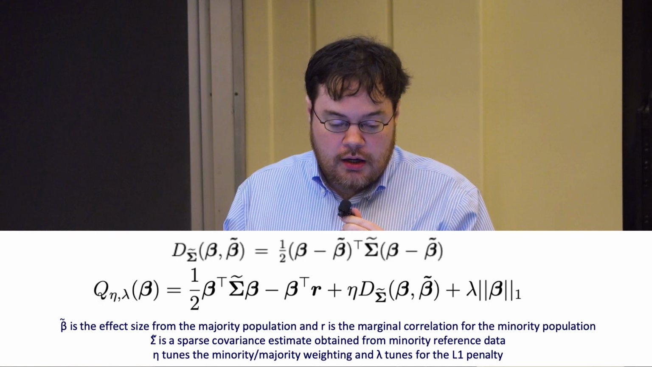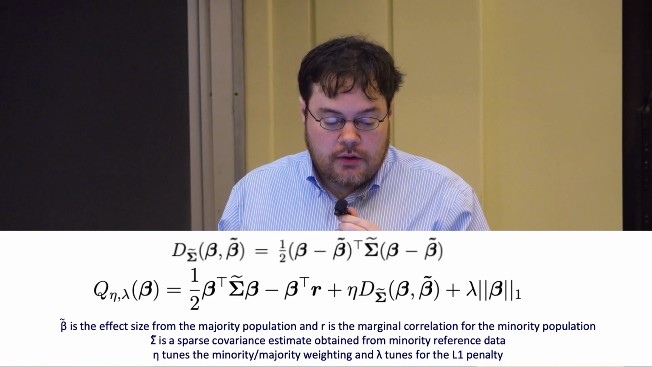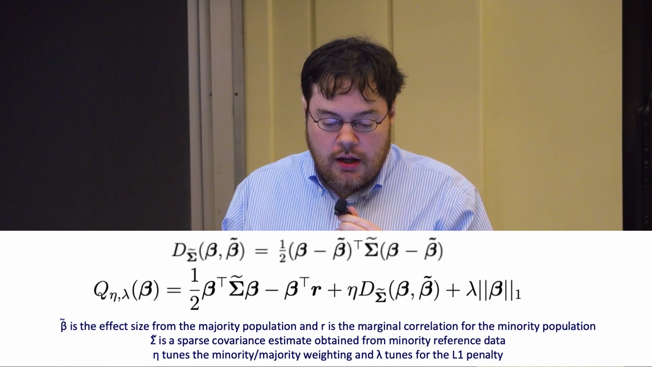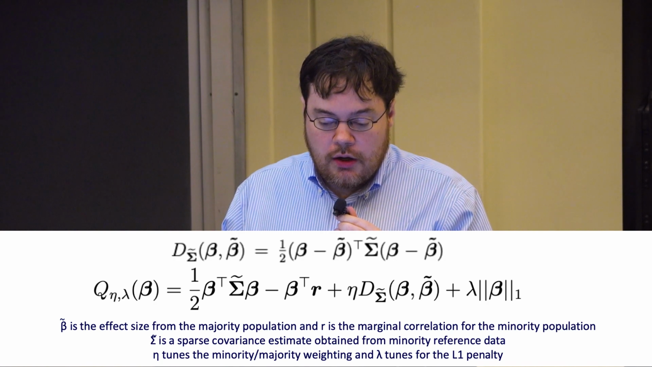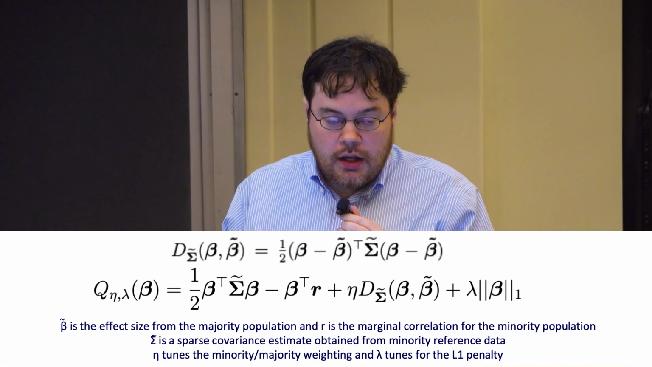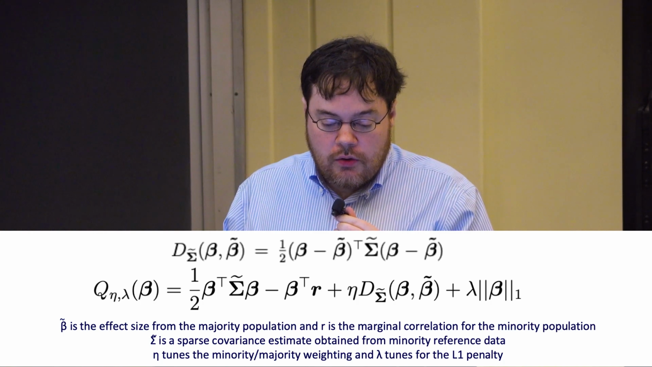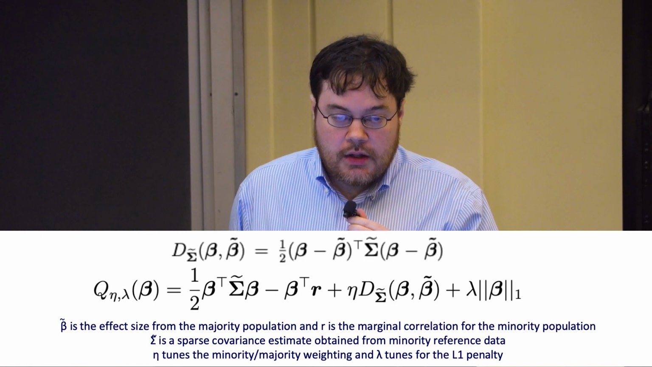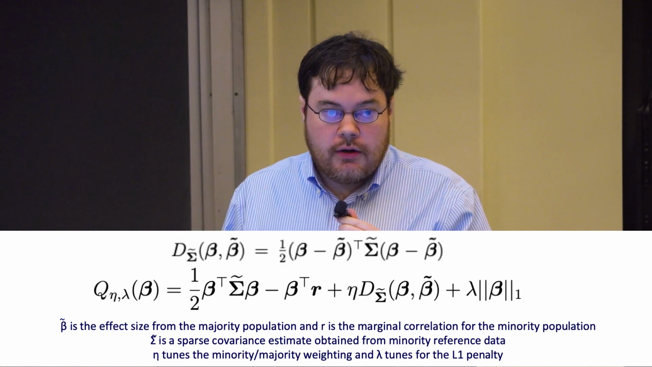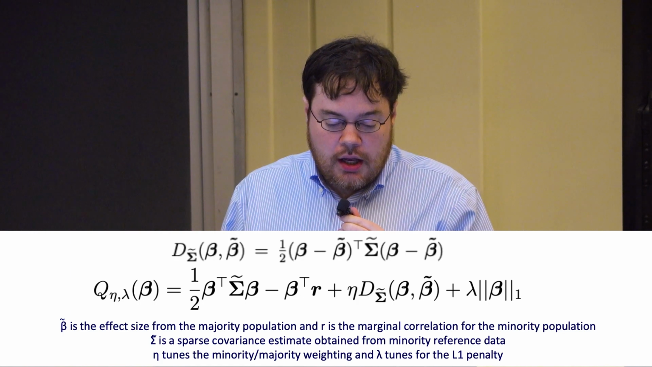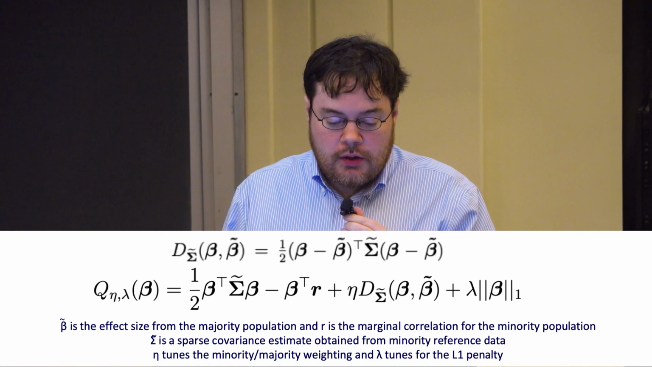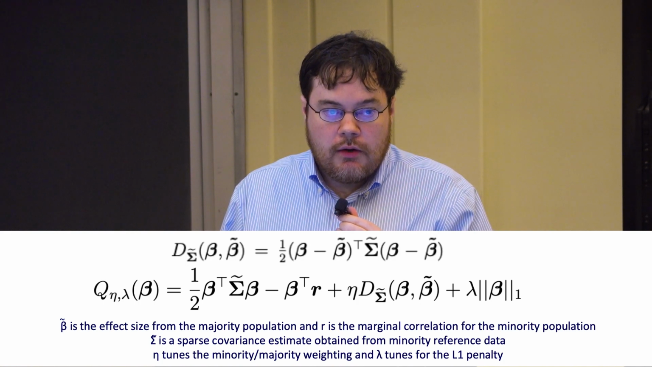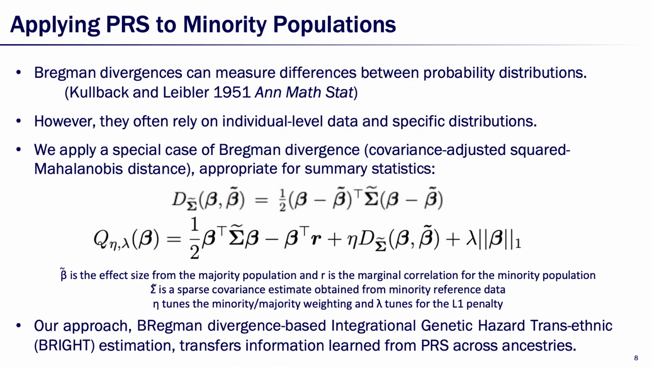I'll just highlight that beta tilde is the effect size from the majority population, and R is the marginal correlation for the minority population. Sigma tilde is the sparse covariance matrix estimated from the minority reference data, and the most important criterion, I think, is eta, which tunes between the minority and the majority statistics, so that we can weight it to find an optimum for the target population.